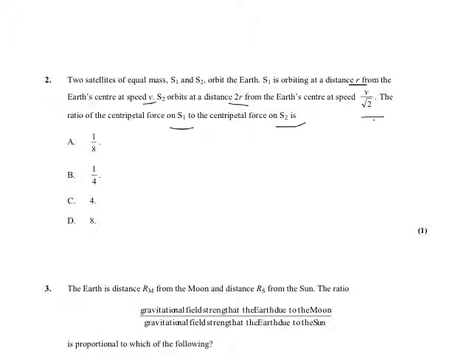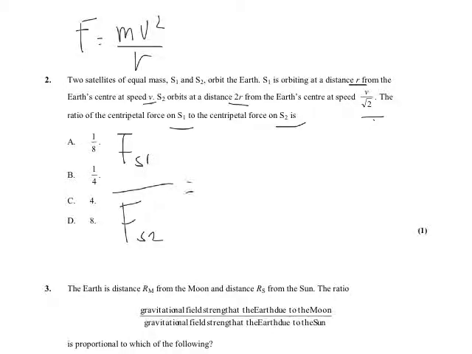So let's have a look. We know that this has everything to do with velocity and force. So the relationship that brings those two together is F equals mv squared over r. So we want to know the ratio. The ratio of the centripetal force on S1, so that would be F on S1 over the force on S2.